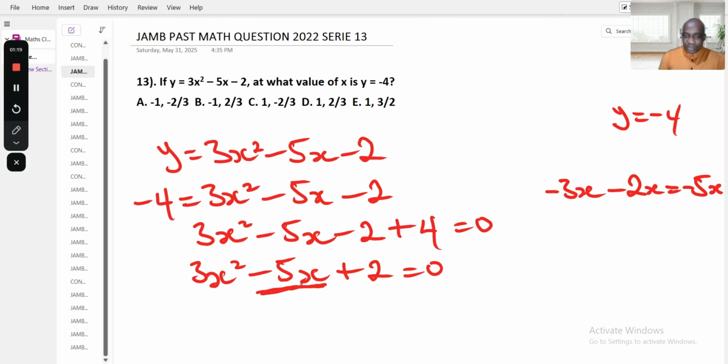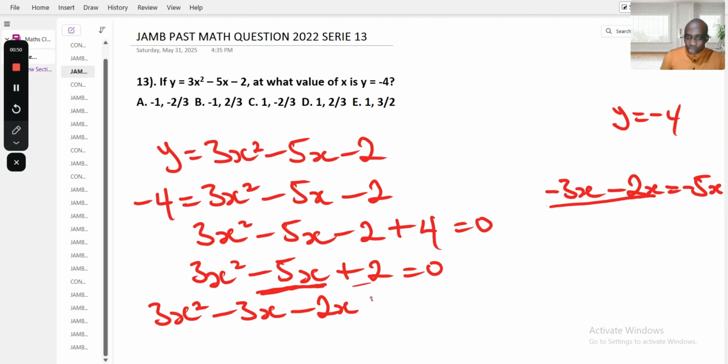Therefore, this minus 5x, we are going to replace it with minus 3x minus 2x. Make sure that your minus 3x stays first. You write that one first, because we have 3 raised to power 2 first, so that it will be easy to use our factor. Therefore, we remove this minus 5x and replace it with minus 3x minus 2x.